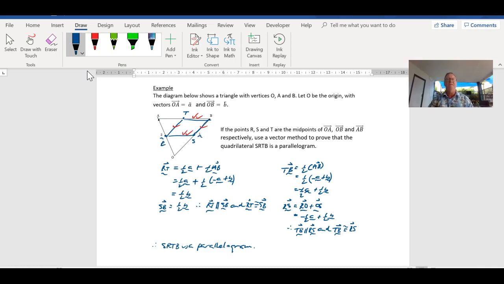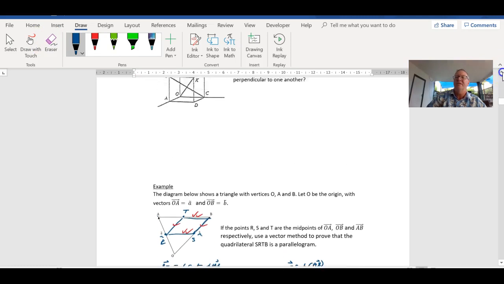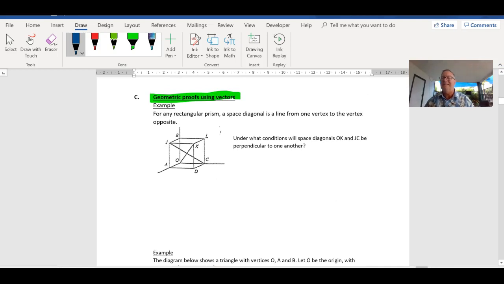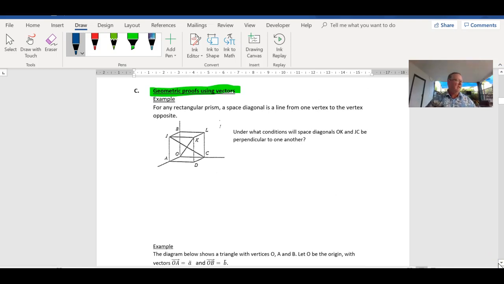Sweet! Cool. Alright, well what if we go to the example at the top of the page, which is in 3 dimensions? Does it get much harder? Not really. They're hard enough, these proofs using vectors. But here's a good old favourite that we've grown to know and love. For any rectangular prism, a space diagonal is the line from one vertex to the opposite vertex. Under what conditions would space diagonals OK and JC be perpendicular to one another? Remember, what happens if vectors are perpendicular to each other? That's right, their dot product is equal to 0. So we need to find some dot products here, which is by far our favourite thing in the world.